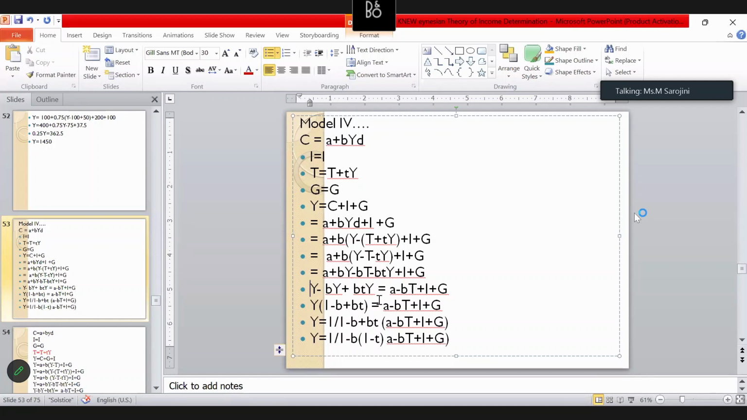From this equation, you can take Y as common. Once you take Y as common, the balance is 1 minus B plus BT. Again, you can rearrange this equation. Y is equal to 1 divided by 1 minus B plus BT, that is into A minus BT plus I plus G. Again, this portion, the highlighted one.